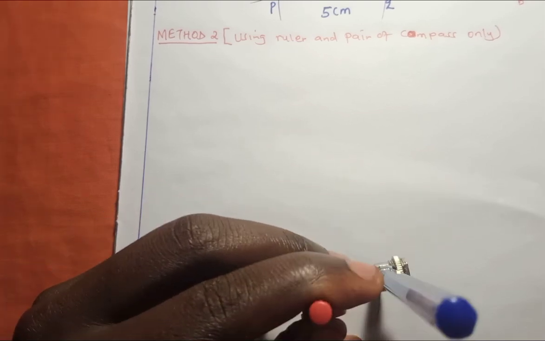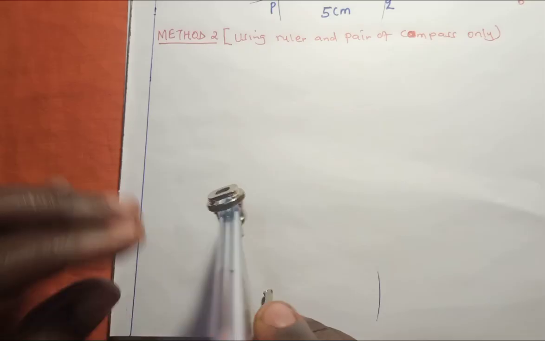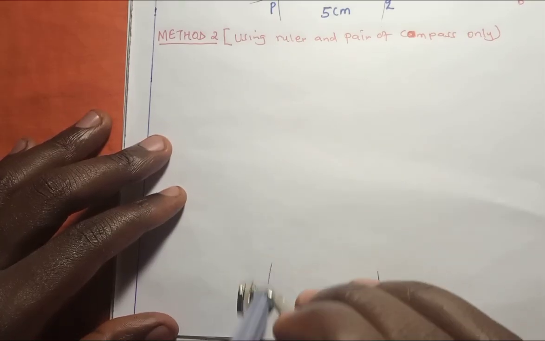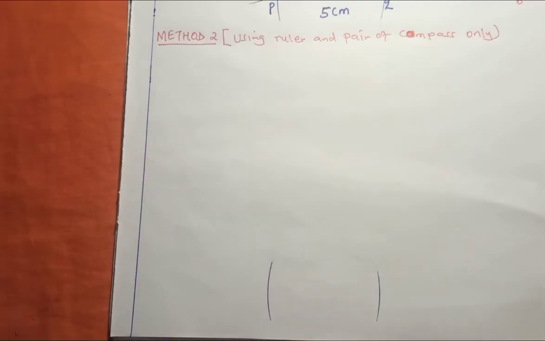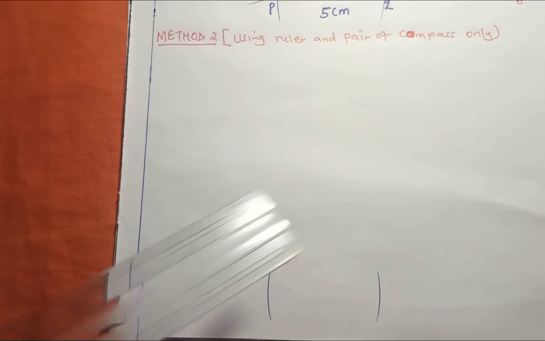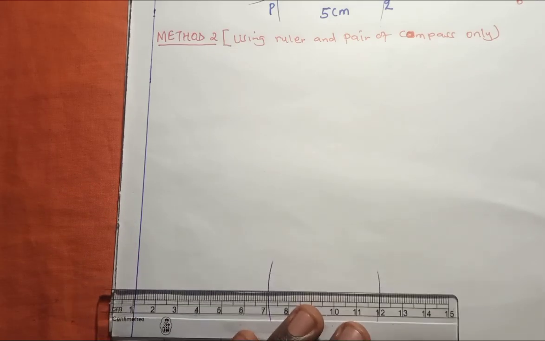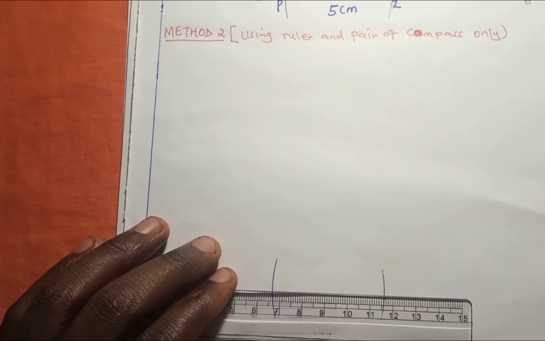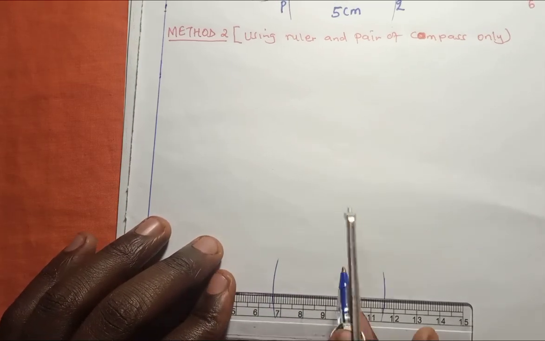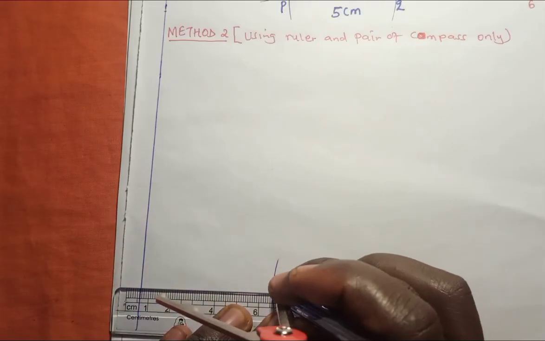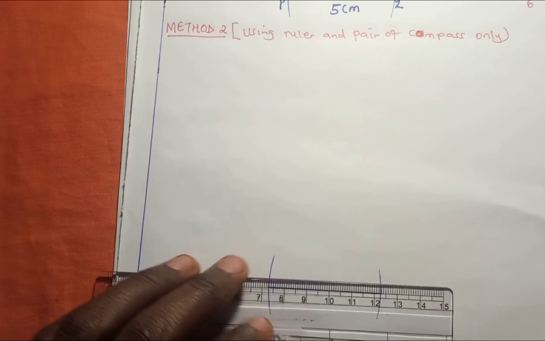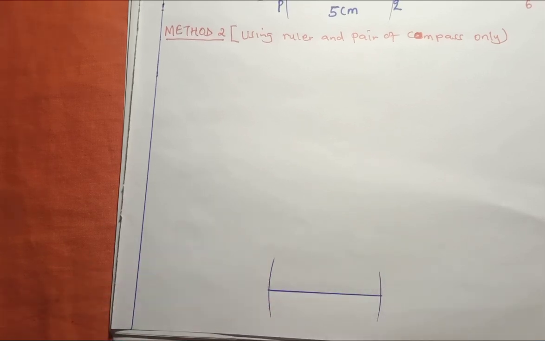This is 5 centimeters, and of course I stand at the arc. On the arc that I have just made, I make another arc. I want to join the 2 points using a very straight line. Let me join the points using a straight line. Just like this. Very good.